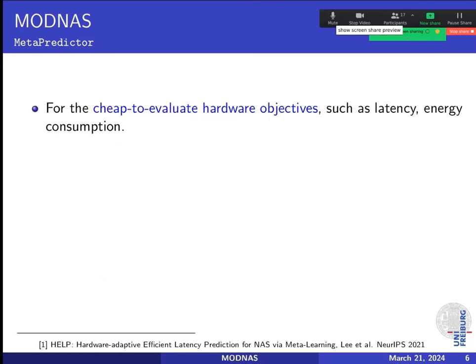Okay, so the first component is the meta predictor. In this paper, we only use it for the cheap to evaluate hardware objectives. What we have is just a regression model, P parameterized by theta, for every objective. So we have an independent regression model for the energy, a regression model for latency, and so on, depending on how many cheap to evaluate objectives we have.